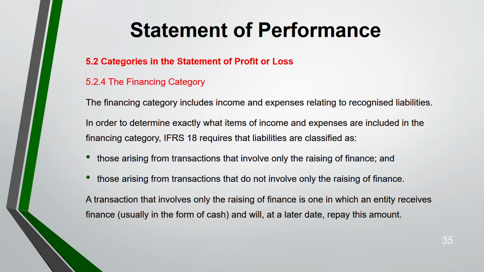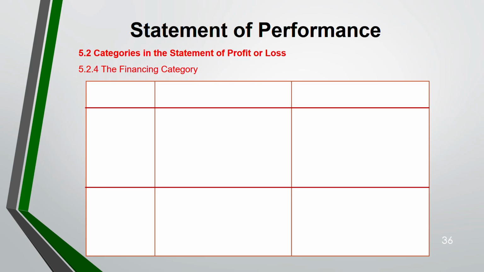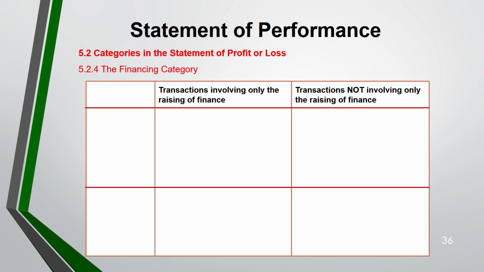So a transaction that involves only the raising of finance is one in which an entity receives finance, that is usually in the form of cash, at a later date, and then they repay this amount. Income and expenses that are not classified in financing are classified in operating. Now we have to go through this table to understand transactions that involve only raising of finance, transactions that do not involve only raising of finance, versus types of liability and income and expenses in the financing category.